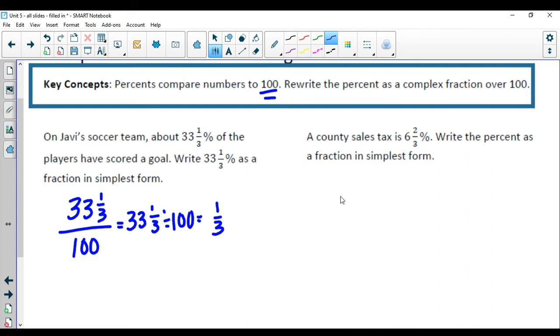The next one, a county sales tax is 6 2/3%. Write the percent as a fraction in simplest form. Again, we're going to write this without the percent sign and put it over 100. So that would be 6 2/3 divided by 100, and that's going to give you 1/15 then.